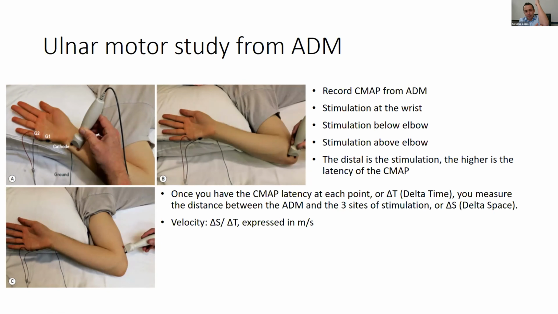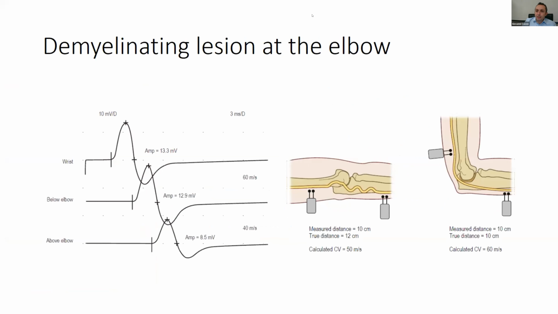And of course, we expect that the speed comes back to normal in the forearm when there is a demyelinating lesion at the elbow. So, for example, in this case, we have a patient with an ulnar neuropathy at the elbow, which is demyelinating. Why can we say that? Because the amplitude does not drop significantly, but we can see that the velocity of the segment between below the elbow and the wrist remains at 60 meters per second, whilst across the elbow there is a reduction of the speed to 40 meters per second.